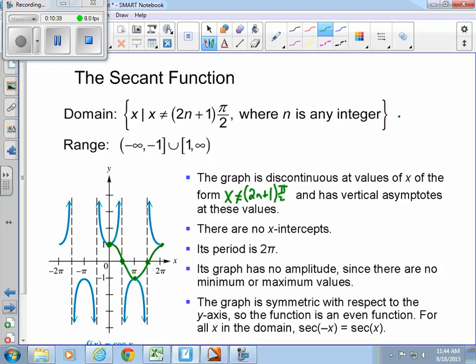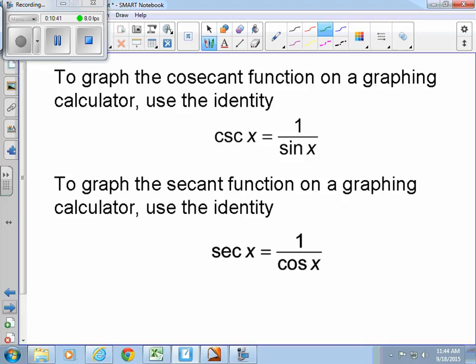So again, our main focus is going to be graphing. If you use the calculator, I just showed you that already, so probably don't have to write this down, but to graph cosecant, you'll use 1 over sine of x. To graph secant, you'll do 1 over cosine of x if you're using a calculator. It does get tricky when you have a bunch of different things going on.